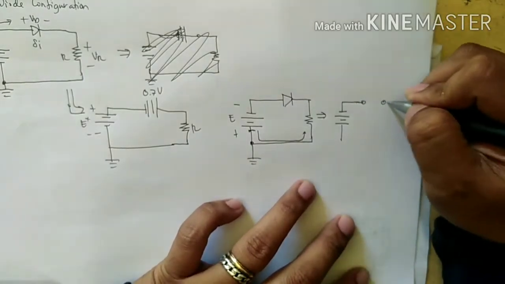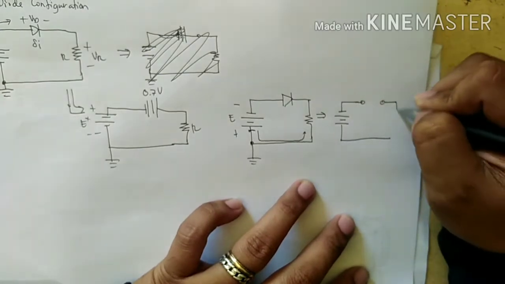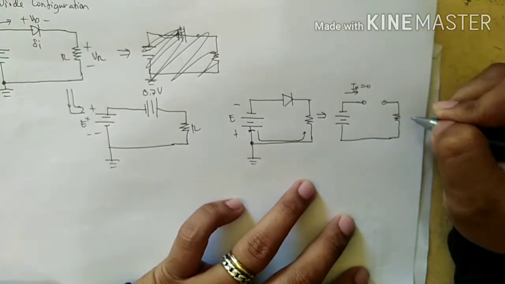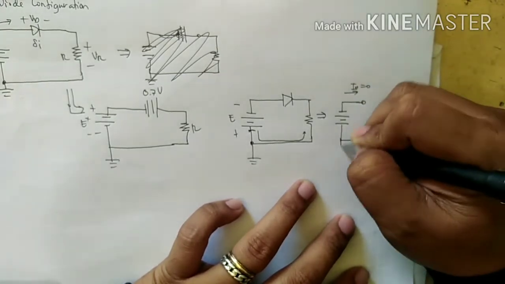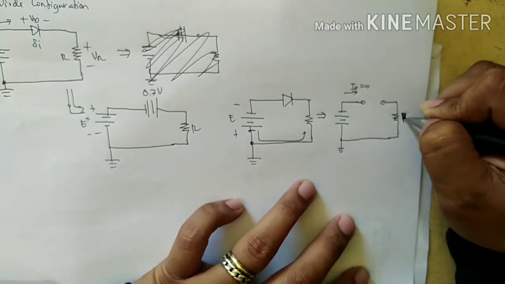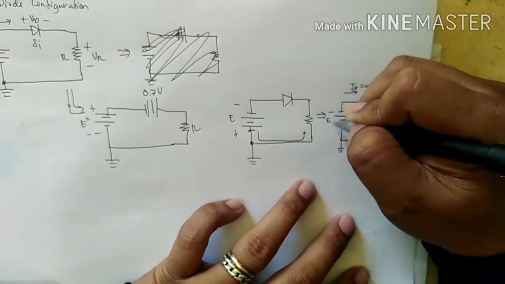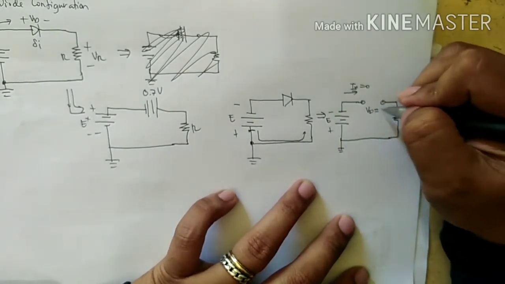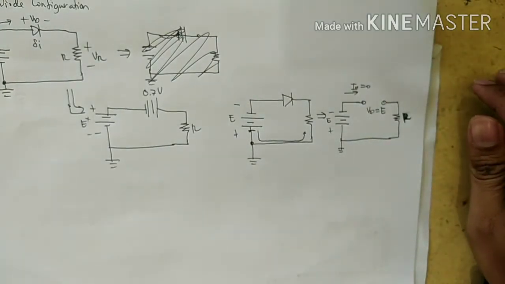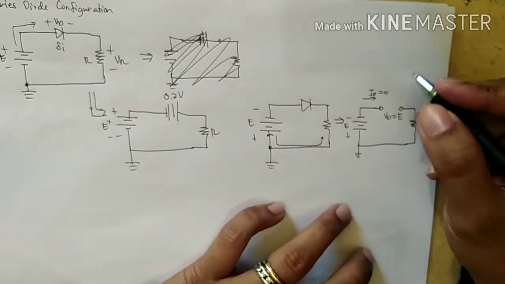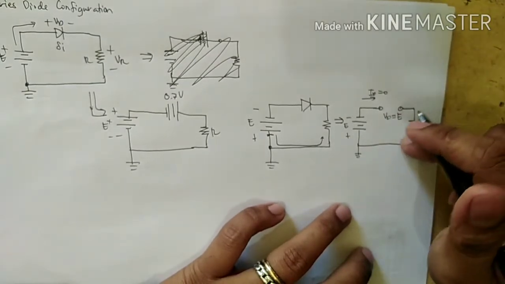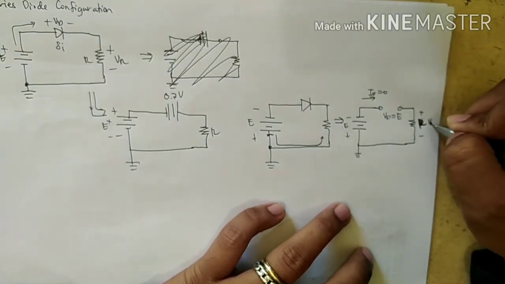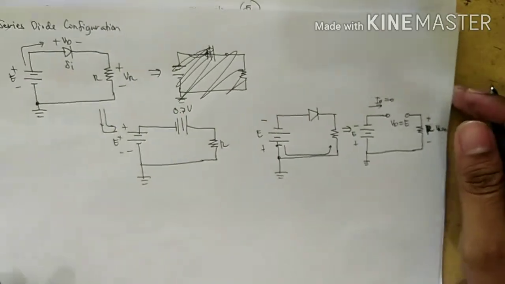So it is just an open circuit, the equivalent. So ID is equal to 0. No current flow. But the VD here, since this is an open circuit, is equal to E. There is no current flow, so the voltage drop across the resistor is equal to 0. VR is equal to 0.